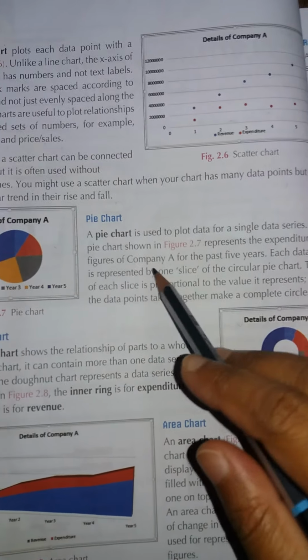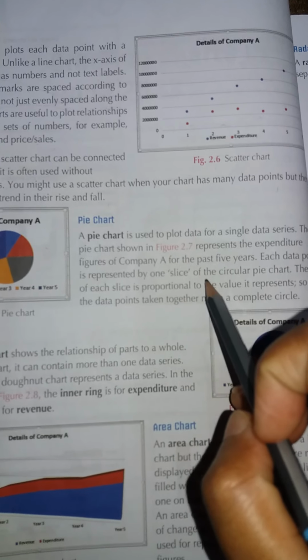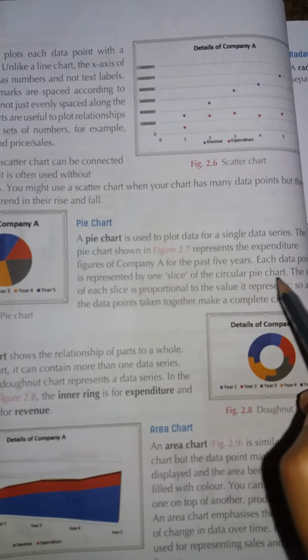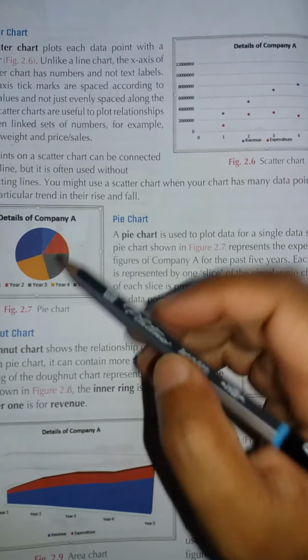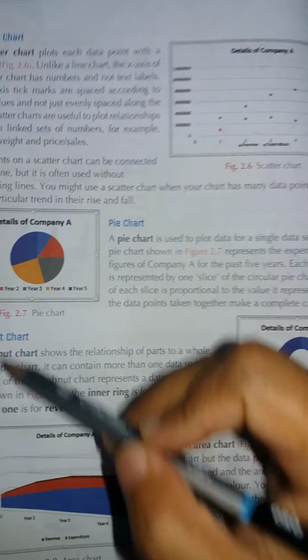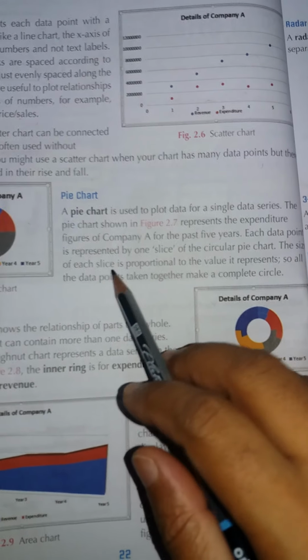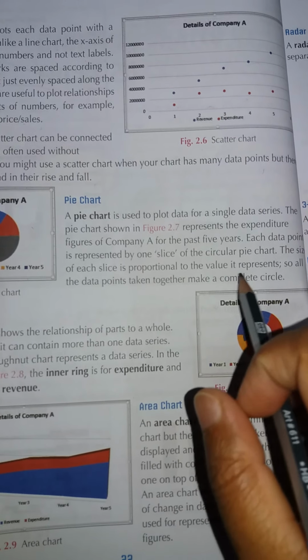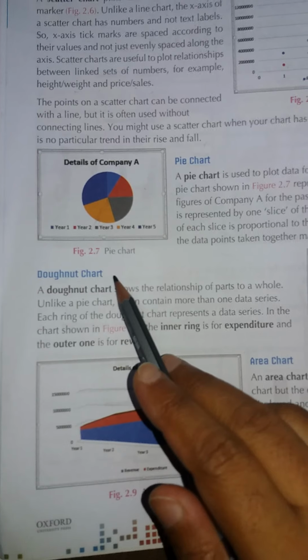It represents the expenditure figure of a company A for the past 5 years. Each data point is represented by one slice of the circular pie chart. Each expenditure is shown by one slice. The size of each slice is proportional to the value it represents, so all the data points taken together make a complete circle.